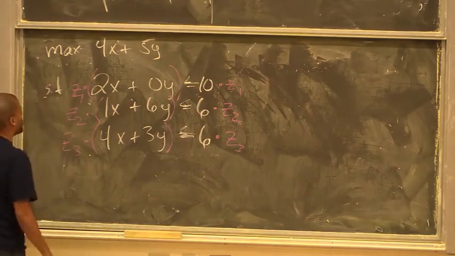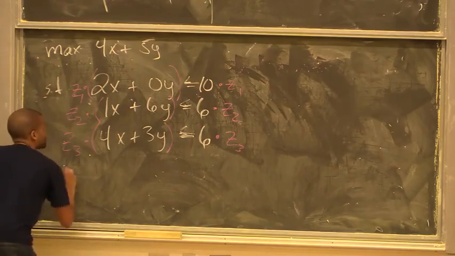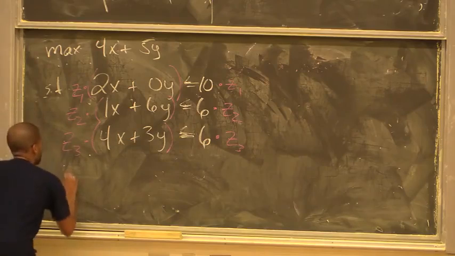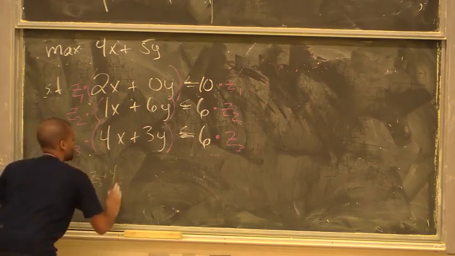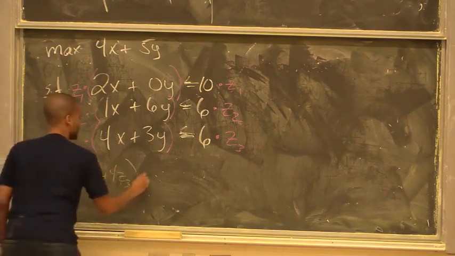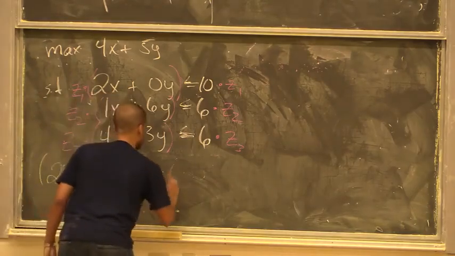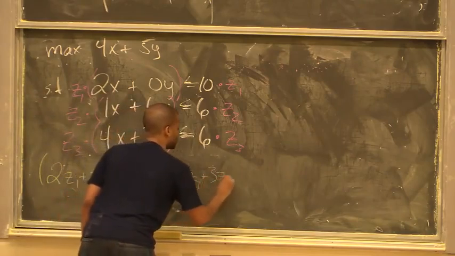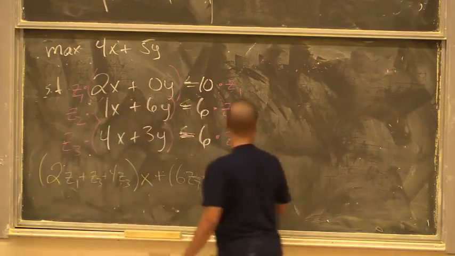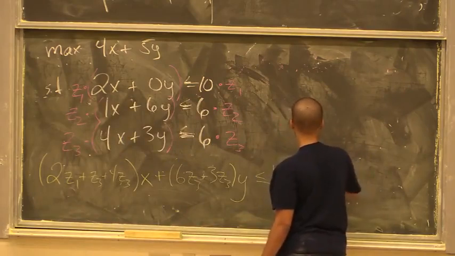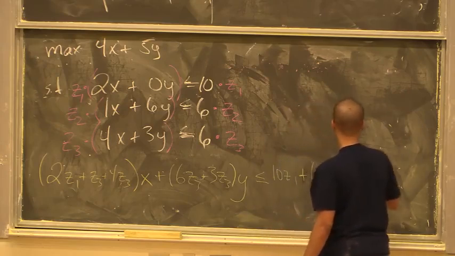So if I add it up, what I get is 2z1 plus z2 plus 4z3, times x, plus 6z2 plus 3z3, times y, is at most 10z1 plus 6z2 plus 6z3.